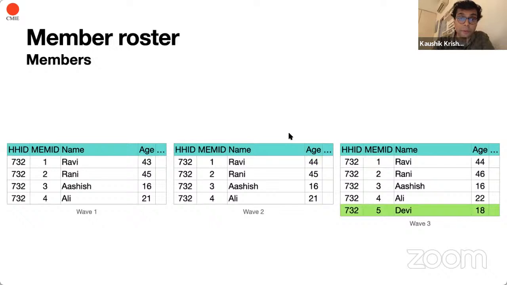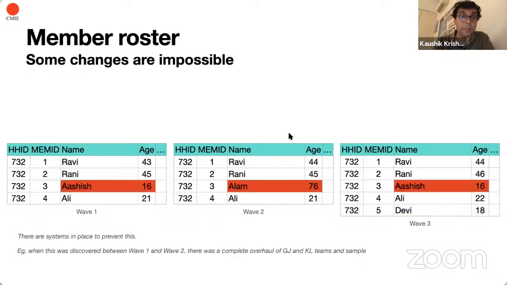Something else that can happen is that members can be added. So a new member, Devi, who was never present in previous waves, is suddenly in the household because Devi joined the household in wave 3. But some changes are absolutely impossible.